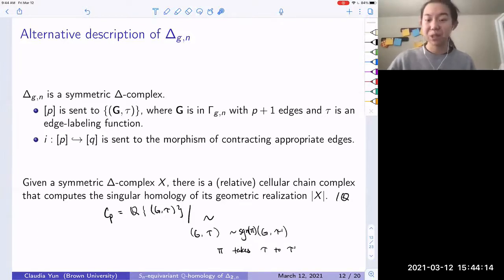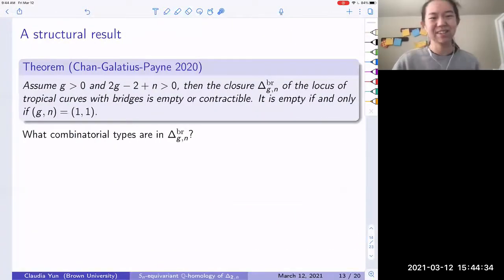And there is also a relative version of this cellular chain complex. What that means is that we can identify subcomplexes and do relative homology, just like how we would want to do that. Okay, great. At this point, we might be tempted to just go ahead and use this cellular chain complex. However, as g and n get even a little bit bigger, these chain groups are going to explode because there are just so many combinatorial types. So there are some structural results that help us simplify, and instead of doing the full chain complex, we can work with relative homology and only deal with a small number of generators.